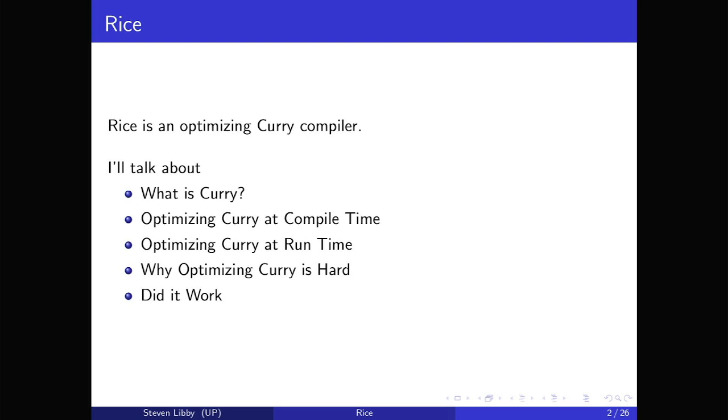And then why is it hard? And I think this is maybe a little non-obvious because we've been writing optimizing compilers for a very long time. We've been writing optimizing compilers for functional languages, and we've been writing optimizing compilers for logic languages. Surely we can just smash the two together and everything will work. And it turns out, kind of. And then the last thing I want to ask is, did it work? Did things actually get faster?